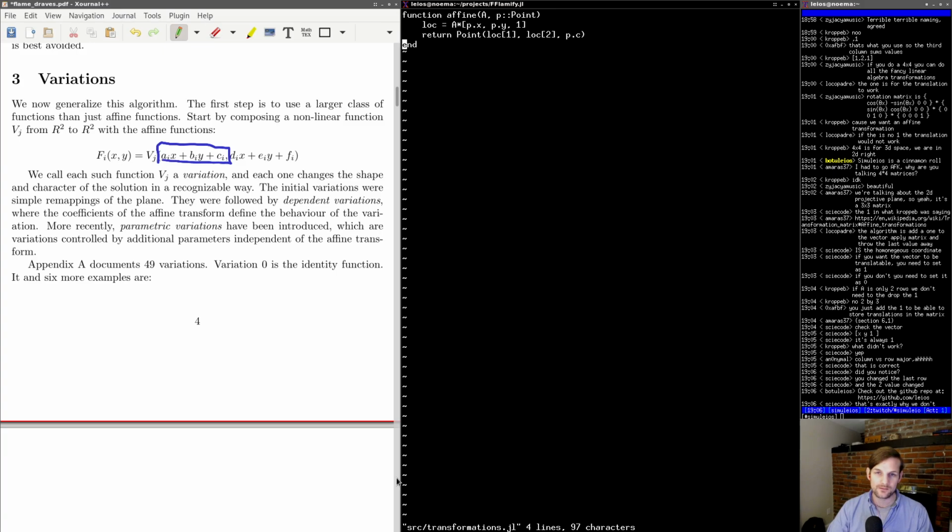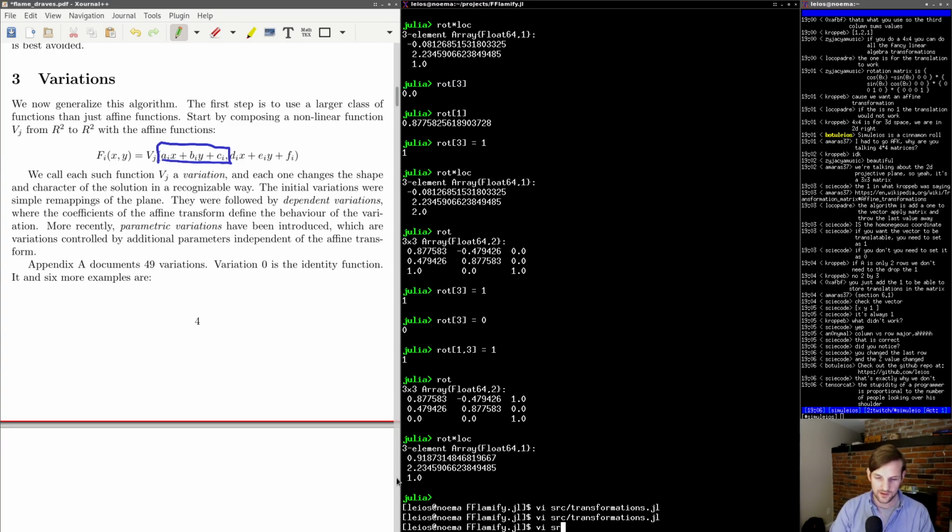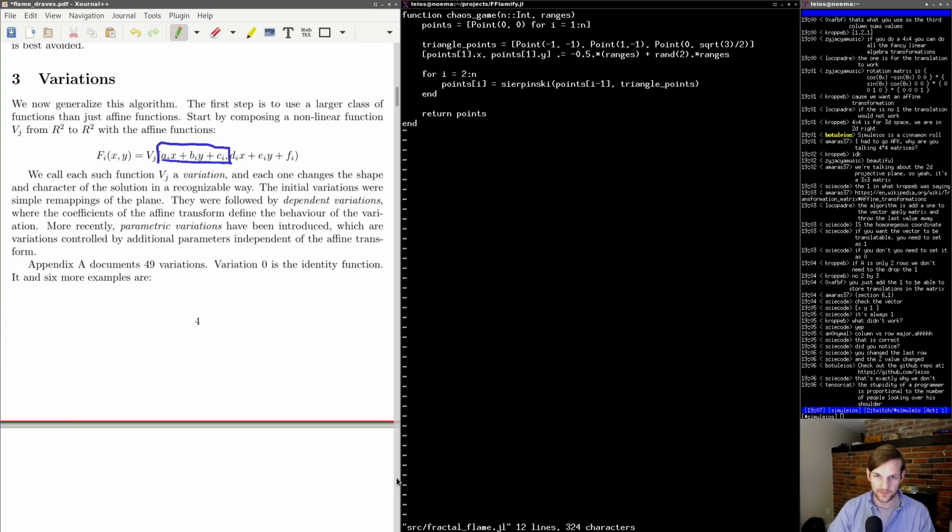Okay, so now we have, let's see, we have affine here. That'll do for now. I don't think we have to worry about it too much. Okay, so let's do write and quit. Now let's go to vi source, and we're going to go into fractalflame.jl. And now let's go ahead and try to think about how we're going to do this.